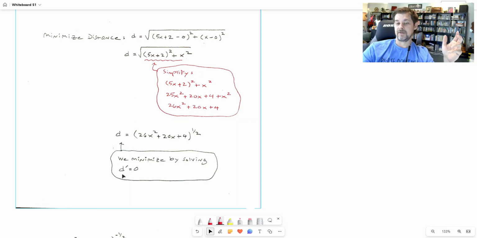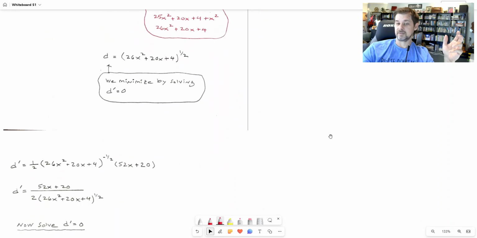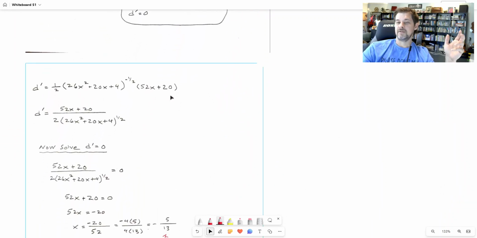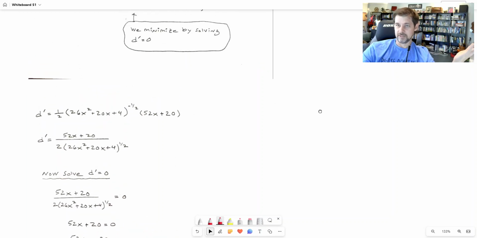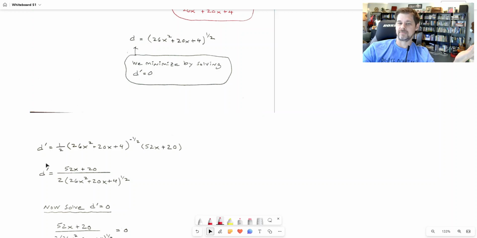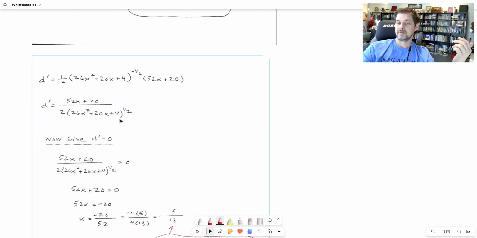And we do that by finding the derivative and setting it equal to 0. So let's look at that. Here's your derivative. The rule for that was called the chain rule. What we do is we take this power, we bring it down to the front, we subtract 1 from it, and then we multiply that by the derivative of whatever is in there. What's the derivative of 26x squared plus 20x plus 4? 52x plus 20. Now I did a little rewriting of that. I got this 2 under the bar. There you see it. And this negative exponent allows me to send this entire expression under the bar, leaving 52x plus 20 above.